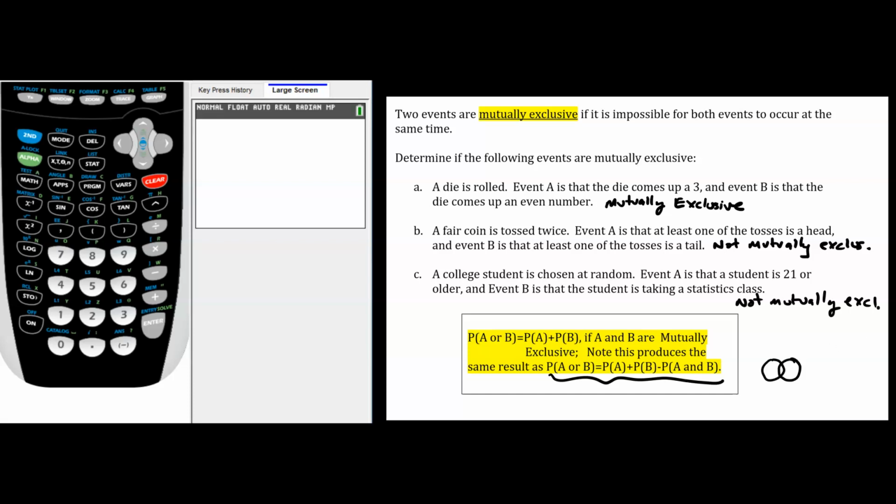When you have mutually exclusive events, you have a picture that looks like this. One circle would look like this, and then the other circle is completely separate from it. There is absolutely no overlap. And so the probability of A and B both occurring at the same time is 0. If this turns to 0, then you can see that we end up getting this formula right here, which is the probability of A or B is equal to the probability of A plus the probability of B. And again, this only holds if A and B are mutually exclusive.